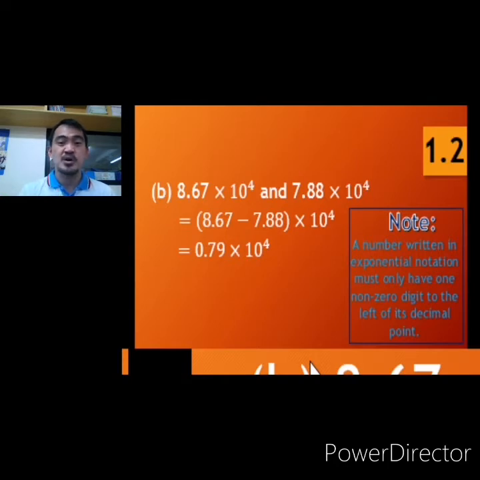Okay? So therefore, multiplying 0.79 by 10 is the same thing as moving your decimal point to the right by 1, and subtracting 1 from your power of base 10. So therefore, our final answer is 7.9 times 10 raised to 3. Okay? Good. And that's our final answer. It follows a general rule now. Okay? Your A is a number that is greater than or equal to 1 and less than 10.